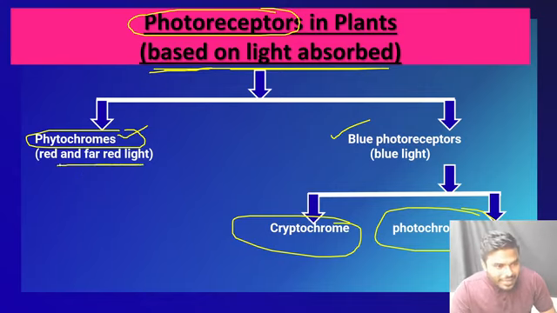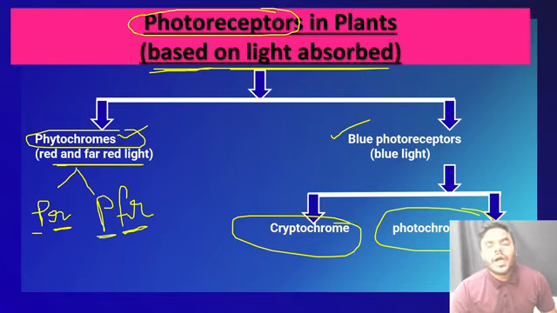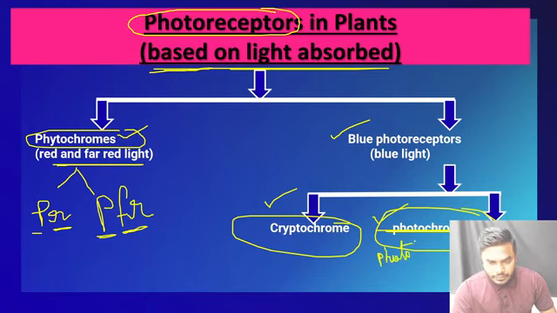Phytochromes, red, they basically absorb the red and far red light. That's why, friends, phytochrome exists in the PR form. PR represents phytochrome absorbing red light. PFR form, phytochrome absorbing far red light. Blue photoreceptors, the best examples are cryptochrome and phototropin. I'm so sorry, it's not photochrome, friends, it's phototropin. Okay, just listen to me carefully.